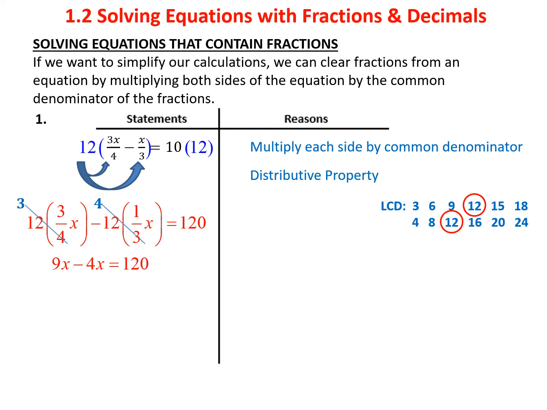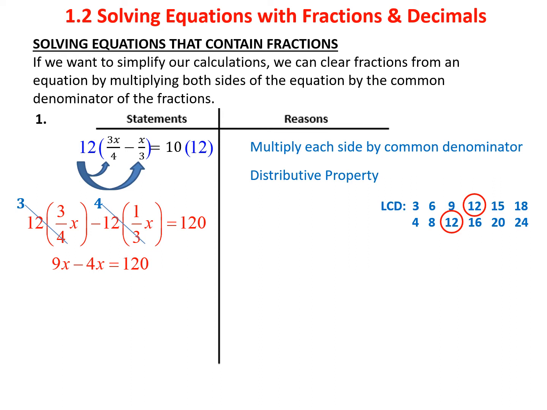I could have done it another way here. I could have done 12 times 3 is 36 and then divided by 4 and got 9. And then likewise, I could have done 12 times 1 is 12 divided by 3 is 4. Now you see our result is we have an equation without any fractions. And now we can simplify it.